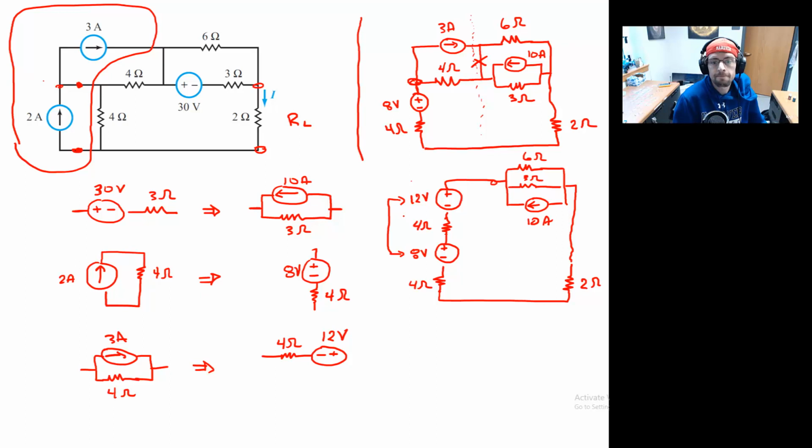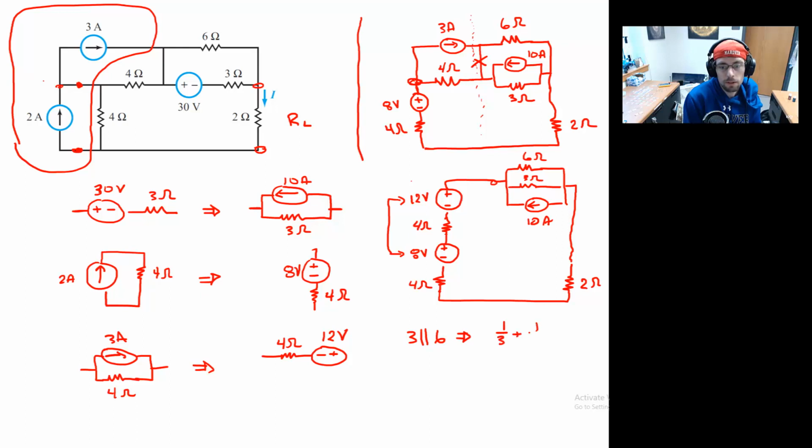In fact, what I'll do is in this upper right-hand corner, we'll make that into a potential supply as well. And so then we can add all 3 of these supplies together. So before we do that, we have our 3 ohm resistor and our 6 ohm resistor. We need to find the equivalent resistance.